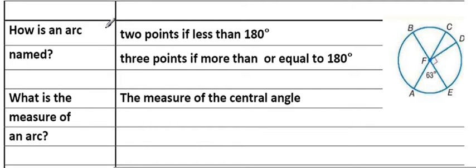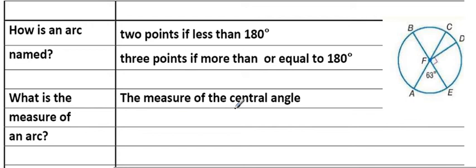Okay, so an arc is just a portion of the circle around the outside of the circle, and its measure is the same as the central angle. These are all central angles. BFC is a central angle, CFD is a central angle, DFE is a central angle. Arcs are just a portion of the outside of the circle. So arc BC, this is an arc, this is an arc, this is an arc. They're portions of the outsides of the circle.